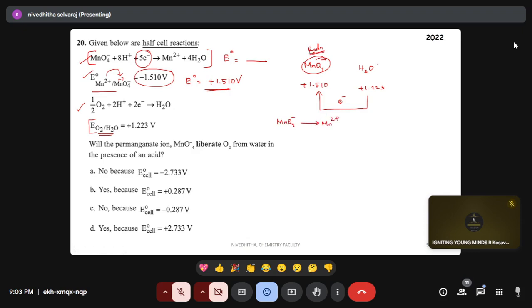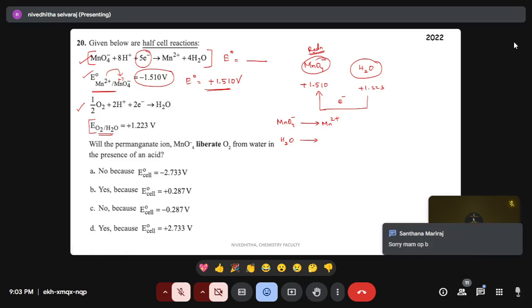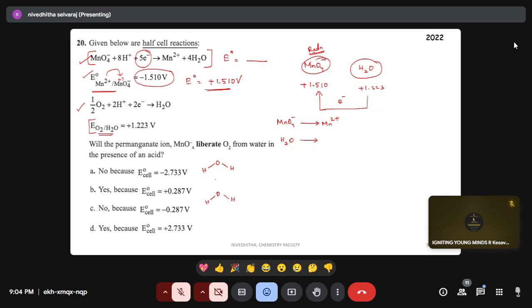And accordingly, water will get oxidized. Water will get oxidized to, see, that conversion is very important. O2, ma'am. O2, very good. So this is H2O, this is the structure of water. These two hydrogens will be removed as H plus.